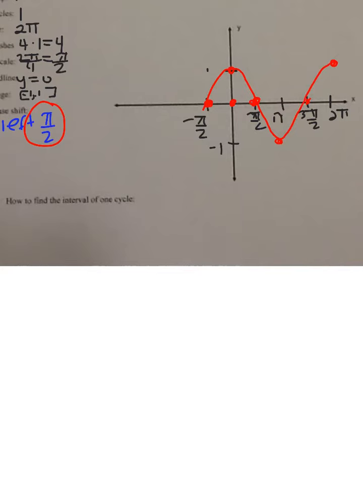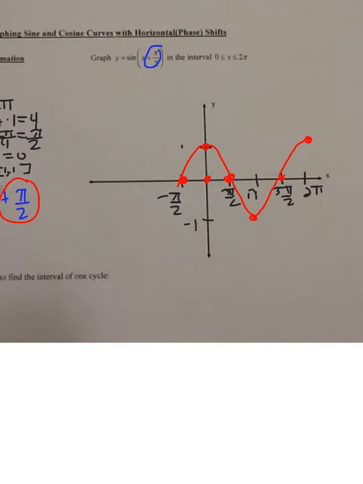So now, since it says to show your graph in the interval from 0 to 2 pi, right now my graph is shown from negative pi over 2 to 2 pi, so that's too much. So what I want you to do is just box off the interval that you want me to see. That's kind of like circling your answer. Okay, and then the last thing I want you to be able to do is write down the interval where you see one complete curve.